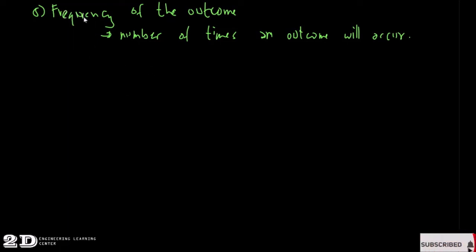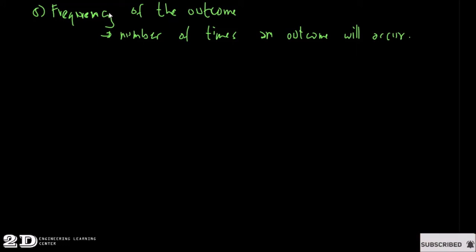For example, if during an experiment we conducted 50 trials of tossing a die, and out of the 50 trials, 6 times the result is 1, then the frequency of that outcome is 6.